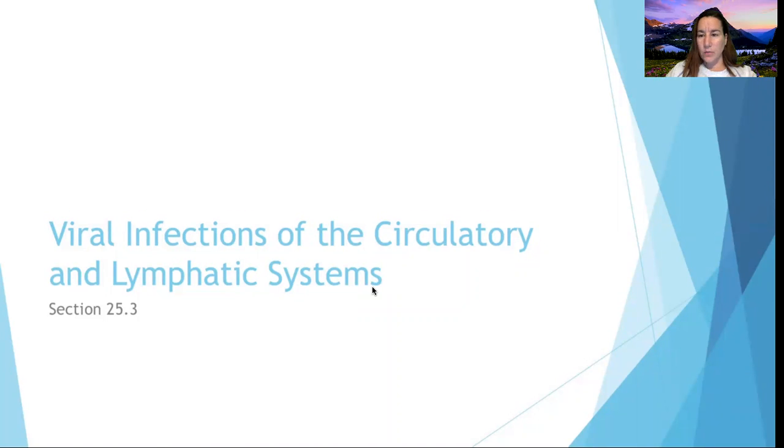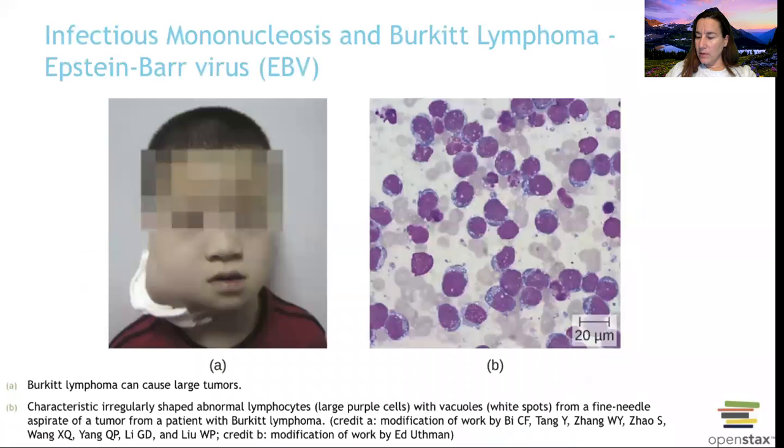Hey guys, so in this video we are going to go through the third section on viral infections of the circulatory and lymphatic systems. We are going to start off with mono, which can progress to Burkitt's lymphoma. These are caused by herpes. It is herpes 4, human herpes virus 4.